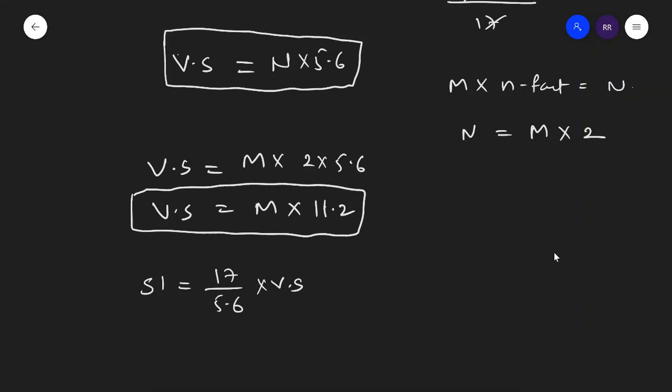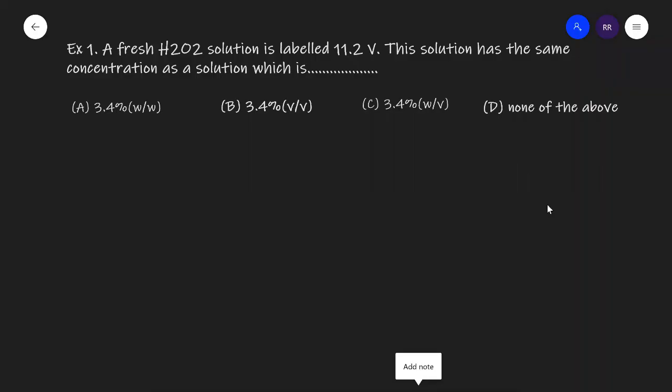Right, now let us solve some example questions on this volume strength, how they are going to ask the questions on this. Let us see the example. In this example, they have given a fresh H2O2 solution labeled 11.2 volume. This solution has the same concentration as a solution which is, among the given 4 options, we need to find out the concentration of these 4 which is exactly equal to 11.2 volume strength.